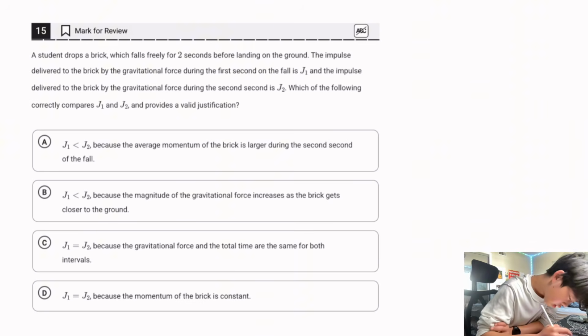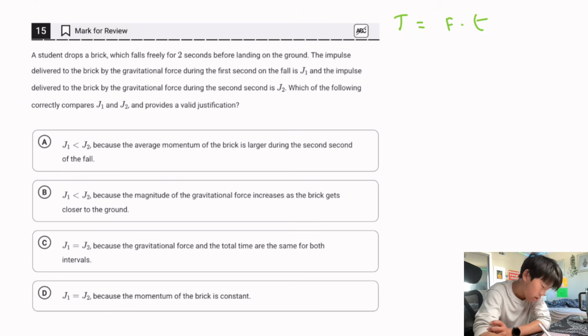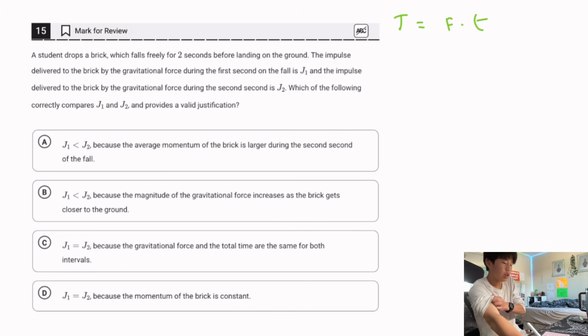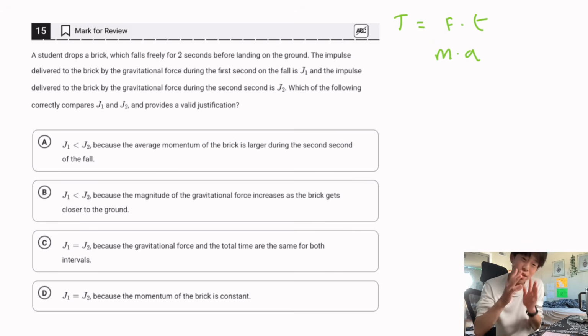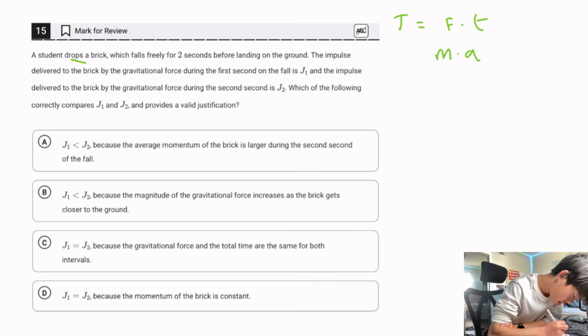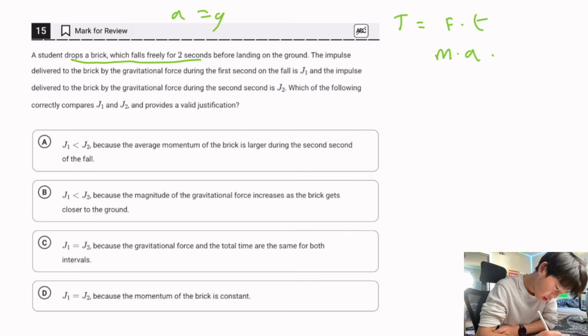Anyway, next question is asking about impulse. Impulse is J, and it's force times time. Usually, I don't really like using this equation because they never give you force, right? But this time, we can use mass times acceleration. They give us acceleration because they say falling freely, which means a is equal to g.